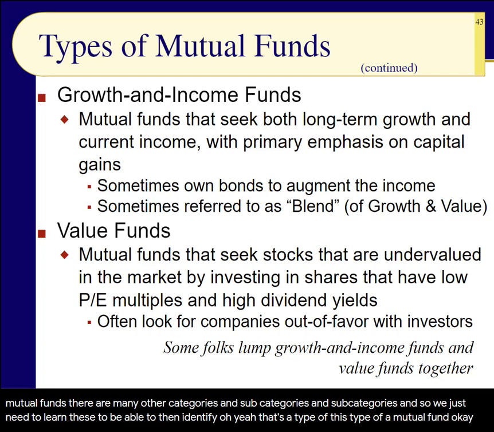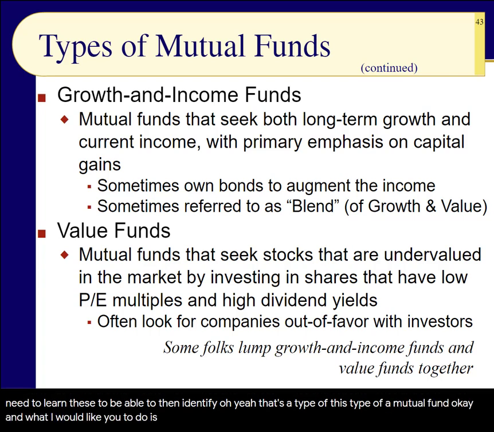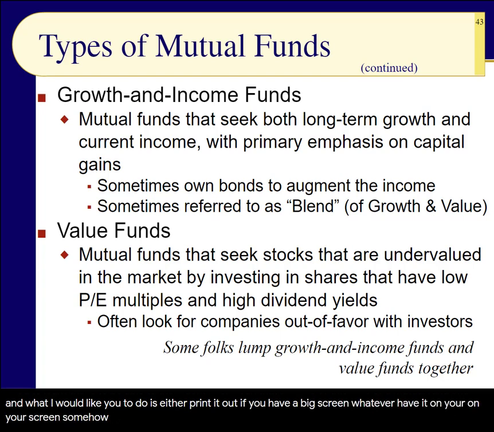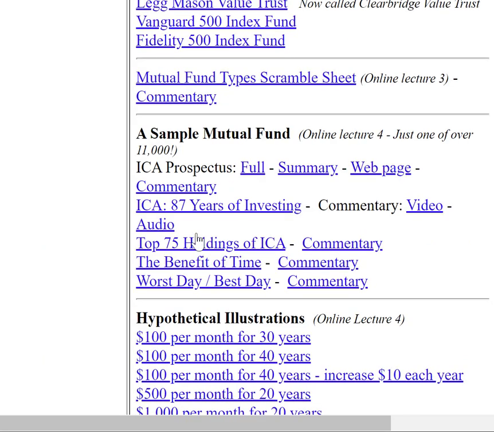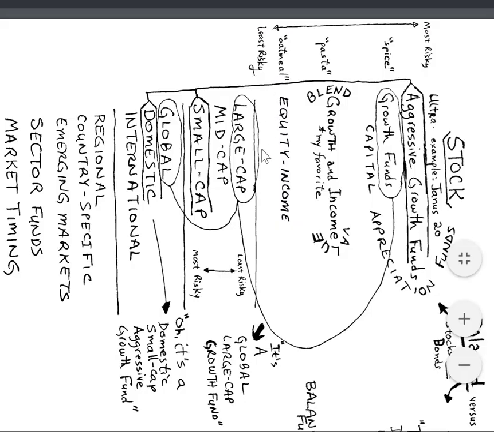Okay? And what I would like you to do is either print it out if you have a big screen, or have it on your screen somehow: the mutual fund scramble sheet. Now, where is that? It's in Canvas, and it's also on the website under mutual. Where did it go? Mutual fund scramble sheet. There's a little commentary on there, but let's take a look at it.